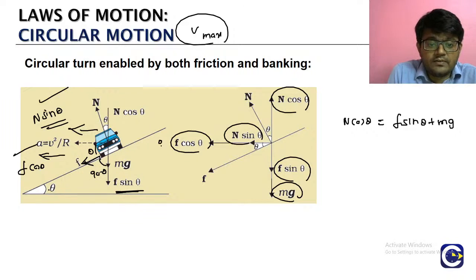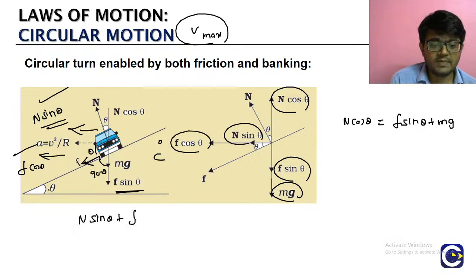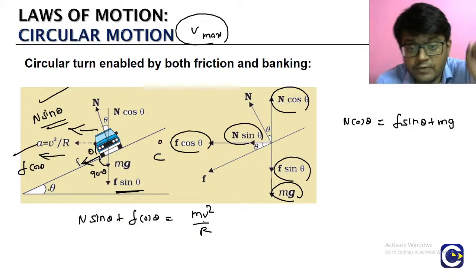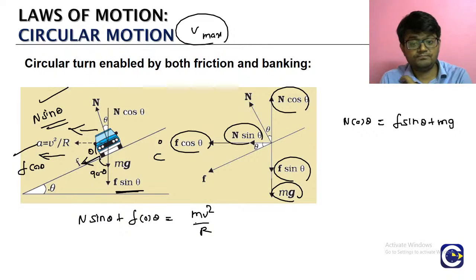Horizontally, that is where we have our centripetal force equation. What is the total force towards the center of the circle? N sin theta plus f cos theta. This will be providing that centripetal acceleration, which means it will be equal to the centripetal force requirement, which is mv square by r.